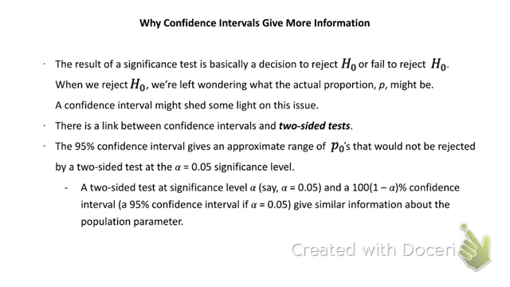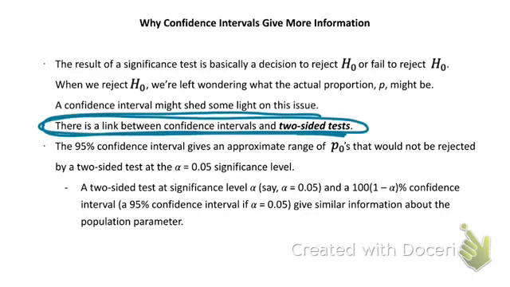All right, the result of a significance test is just to reject the claim or to fail to reject the claim. So if we're rejecting the claimed value, it sometimes makes us wonder, well, if it's not that, then what is it? So there is a link between, now this is very important, you guys, there is a link between confidence intervals and two-sided tests. There is no link between confidence intervals and a one-sided test where you think that P is greater than or less than the claimed value. They don't go together. This only works with a two-sided not equal to alternative hypothesis.